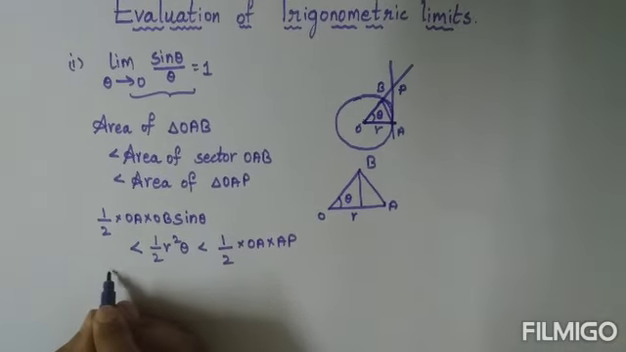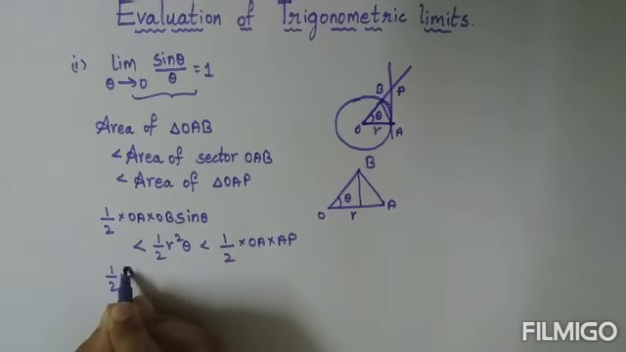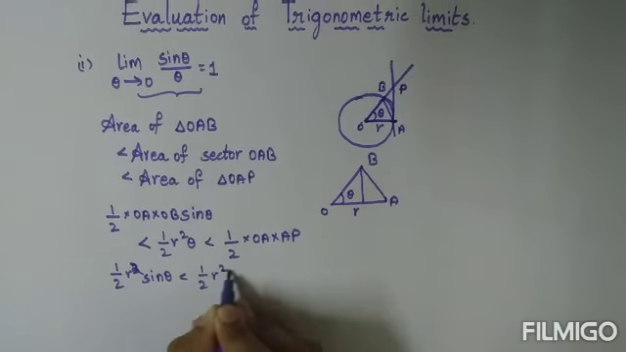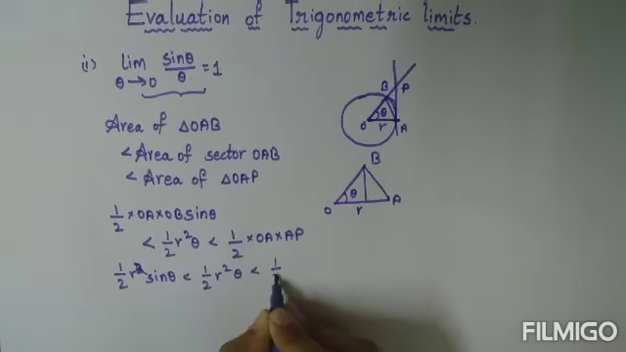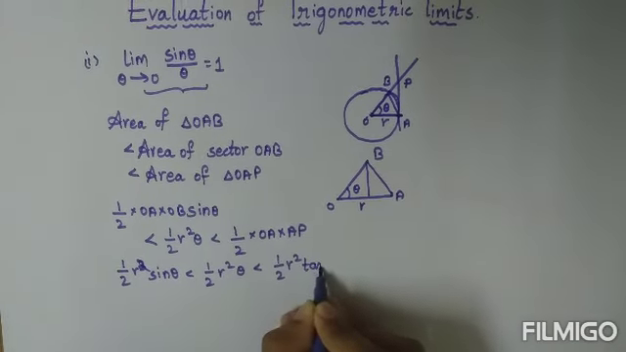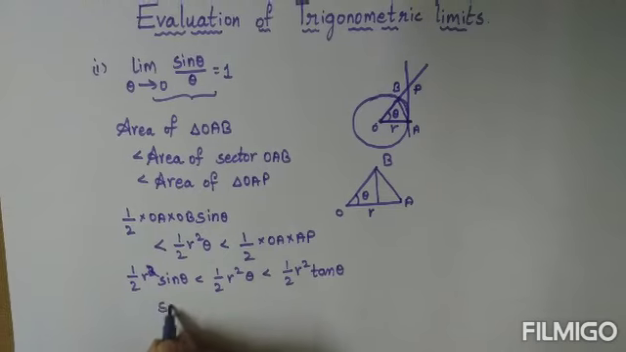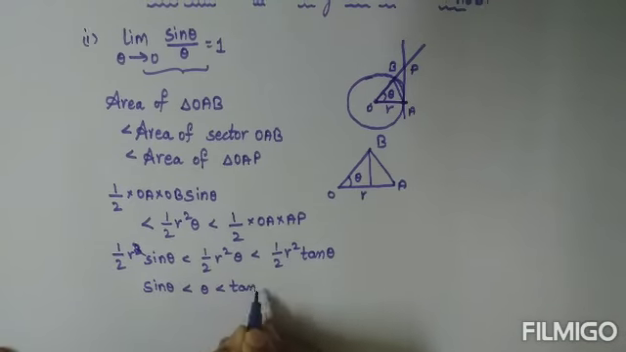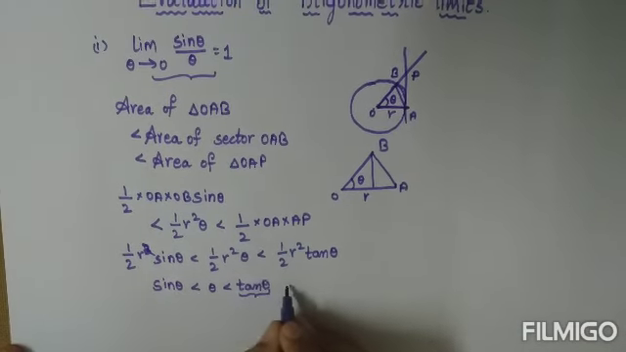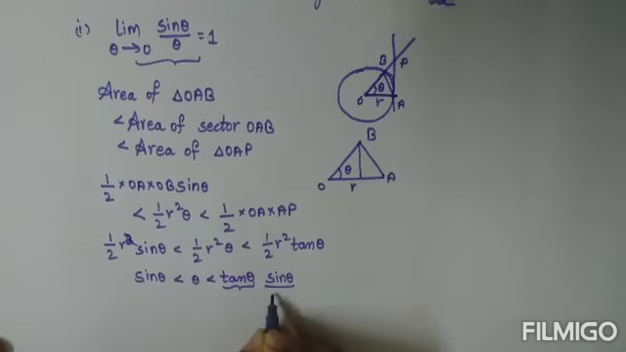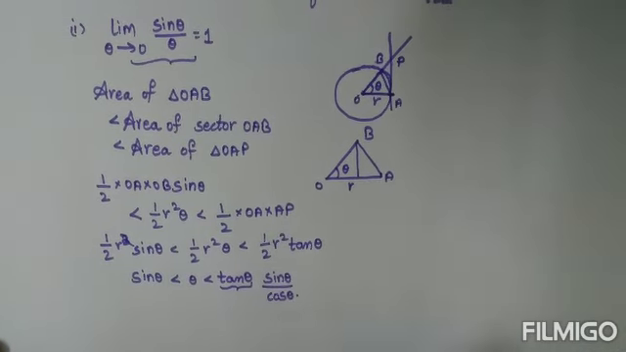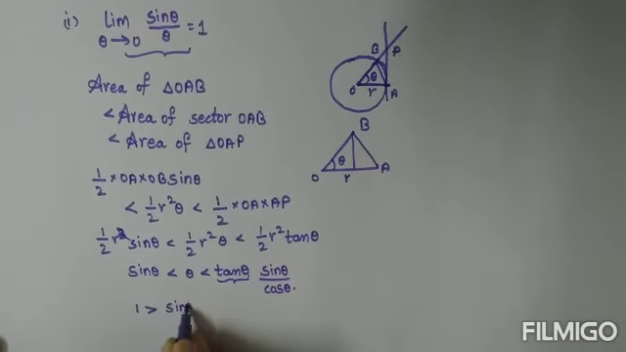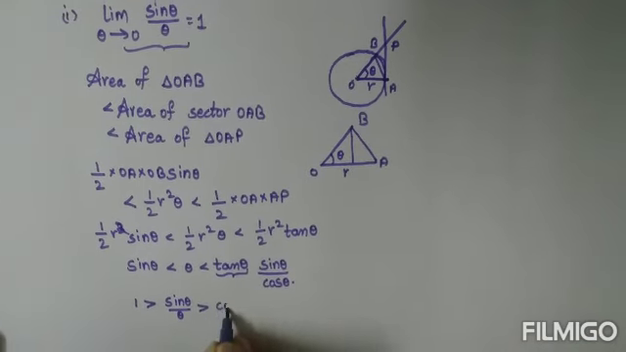Now if we expand this, we get half r square sin theta is less than half r square theta is less than half r square tan theta. So from this we get sin theta is less than theta is less than tan theta. Now if we write tan theta as sin theta by cos theta, we get 1 greater than sin theta by theta is greater than cos theta.